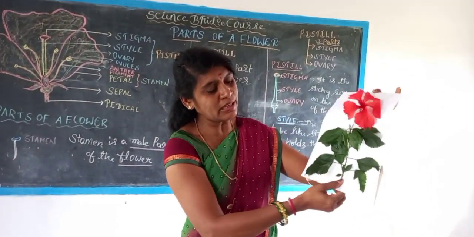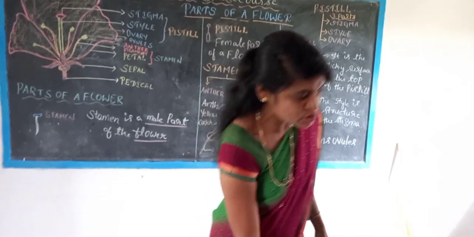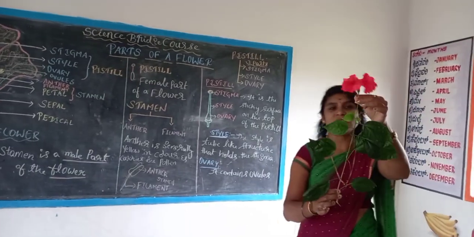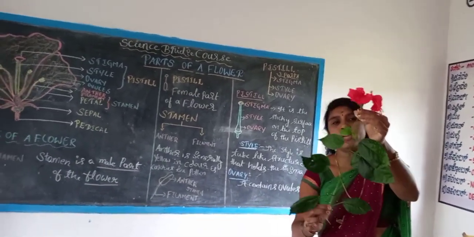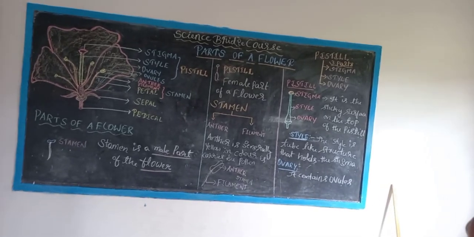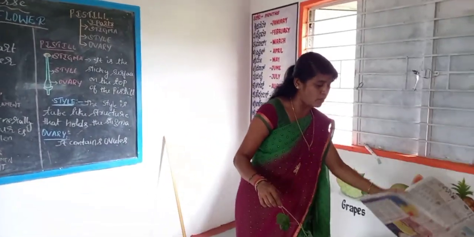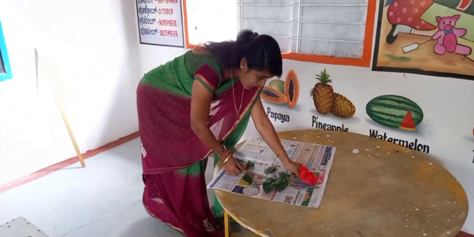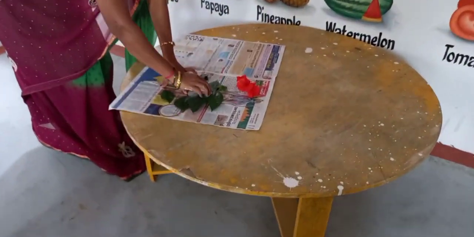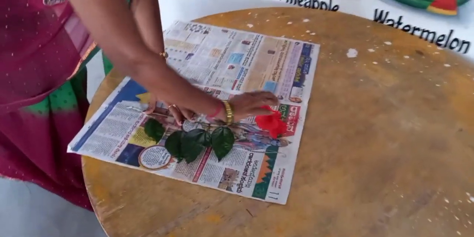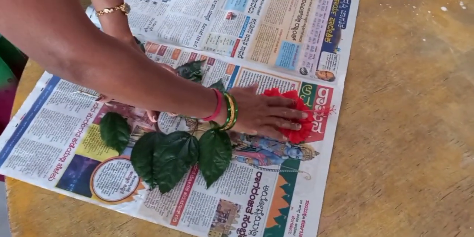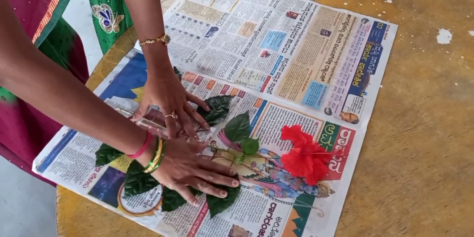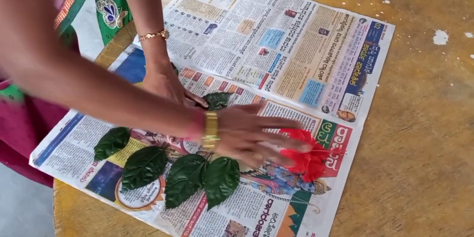Okay, see, cut like this. After that, I will show how to make a herbarium sheet. You cut a flower-bearing twig like this and take a newspaper. Place the plant like this along with the flower. Place this flowering twig inside the newspaper, then place the leaves and flowers without wrinkles.